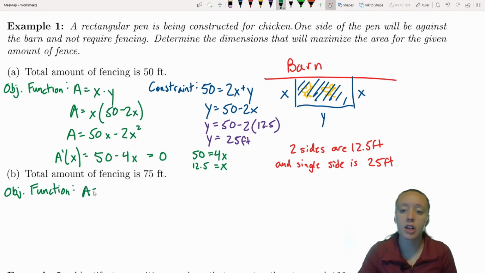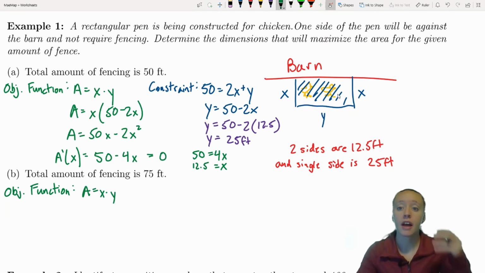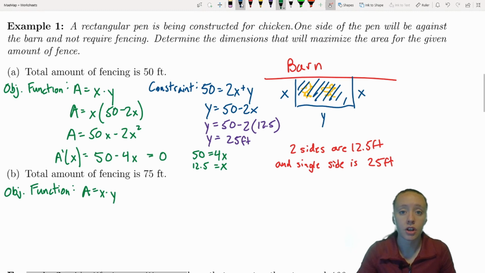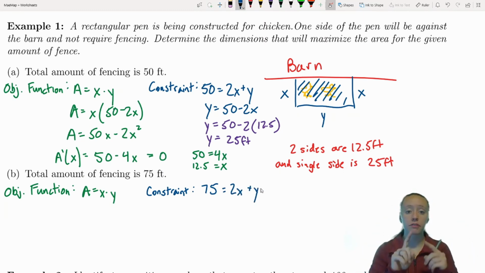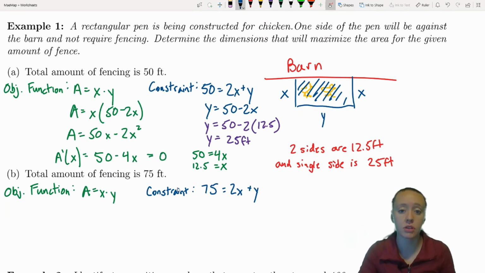Area equals x times y. We're using that same exact picture because everything else is the same except the amount of fencing we're allowed to use. So now my constraint is 75 equals 2x plus y. That total perimeter of fencing, 2x plus y, is going to add up to 75 feet because that's my total amount of fencing I have to use.